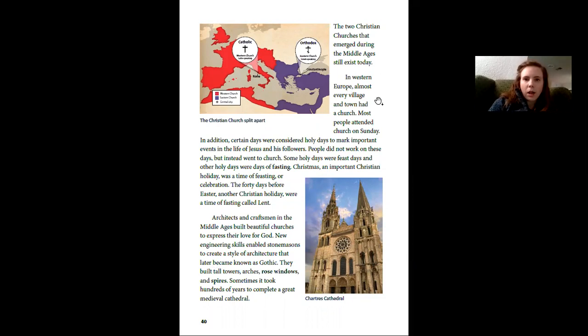In Western Europe, almost every village and town had a church. Most people attended church on Sunday. In addition, certain days were considered holy days to mark important events in the life of Jesus and his followers. People did not work on these days, but instead went to church. Some holy days were feast days and other holy days of fasting.